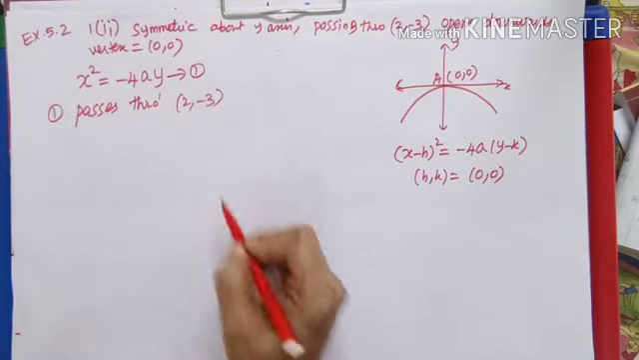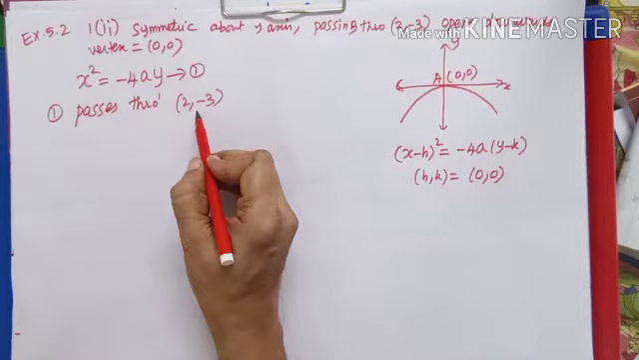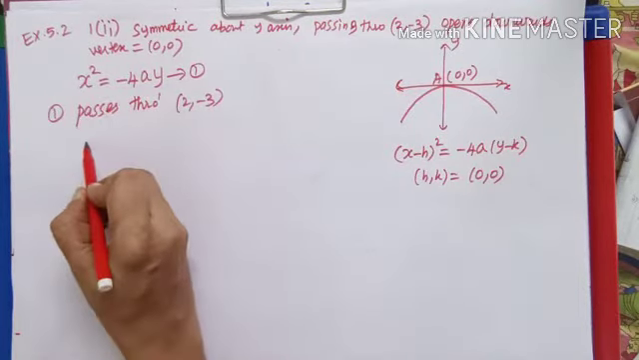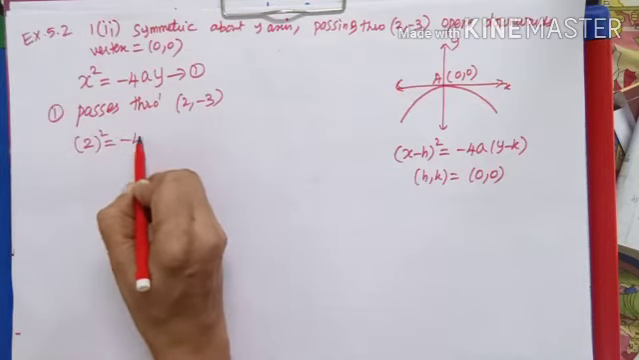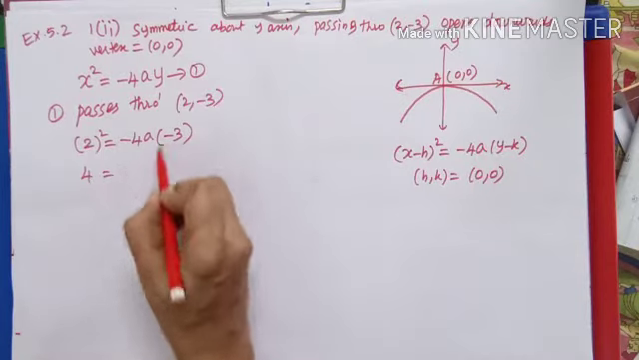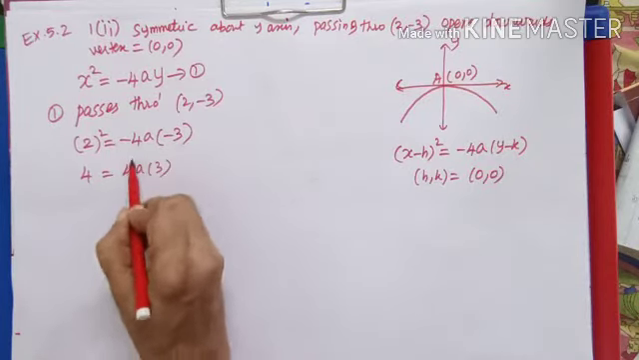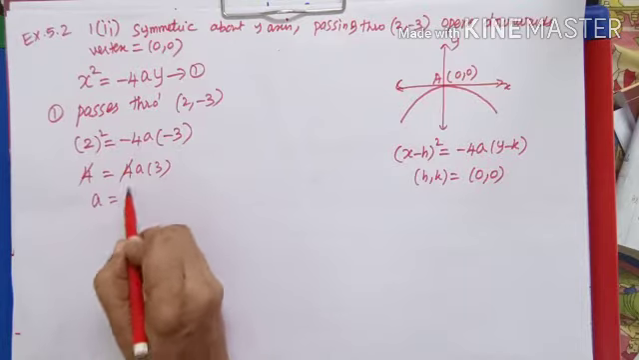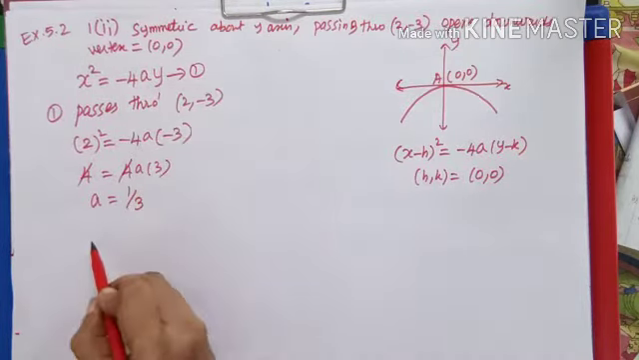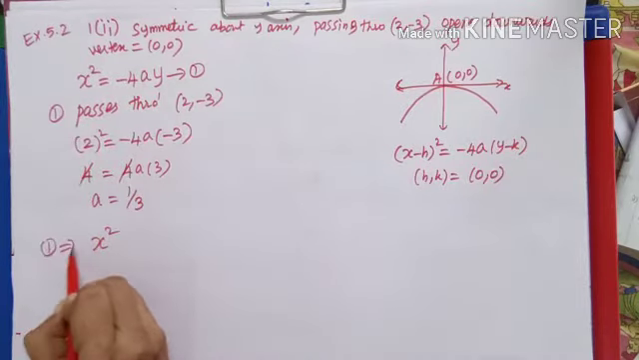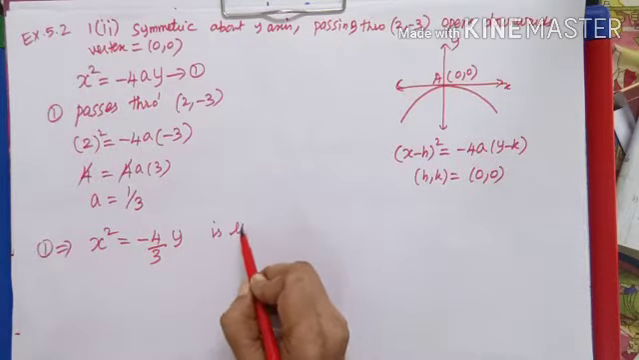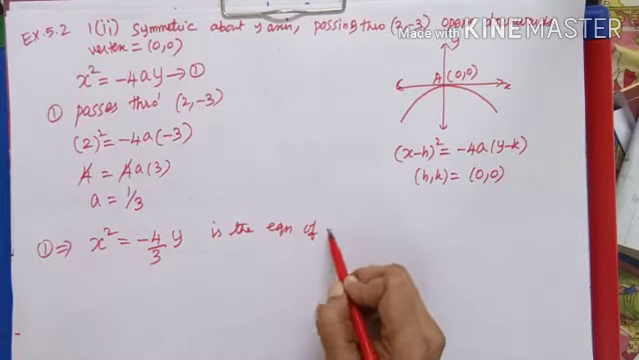(2, -3). What do you mean by passing through? The equation must satisfy the point. Wherever x comes, put 2, and wherever y comes, put -3. 4 equals 4a into 3. 4 cancels. a equals 1 by 3. Once I get a, put it back in the equation. x square equals -4 by 3 y, and this is the equation of the parabola.